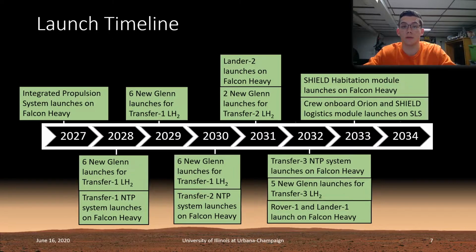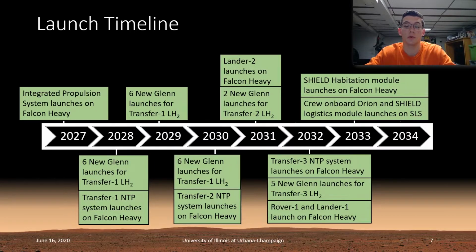In 2028, the propulsion system for Transfer 1 is launched into orbit. Then there are 18 separate launches of New Glenn, each carrying a liquid hydrogen tank for Transfer 1. These are scattered between 2028, 2029, and 2030. Then, in 2031, Lander 2 launches on a Falcon Heavy, and then 2 more New Glenns will launch liquid hydrogen tanks to rendezvous with Transfer 2.